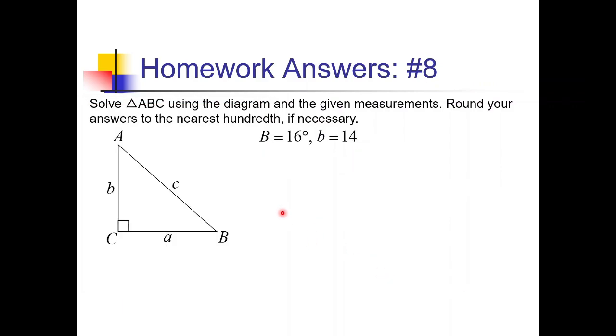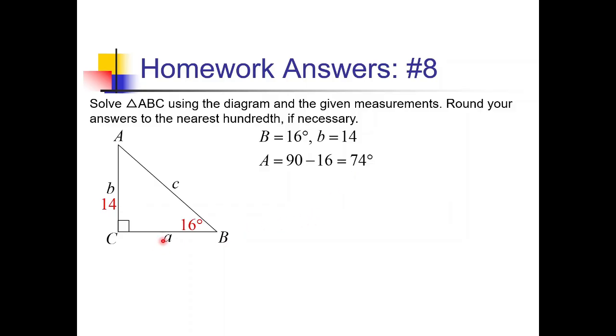On this problem, I'm trying to figure out all the sides and angles of this triangle, given that angle B is 16 and side B across from that is 14. Let me start by labeling the diagram. So here's angle B, 16, and side B over here, 14. Now I can immediately figure out the other angle because I know these two angles have to add up to 90 degrees since we've already used up 90 with the right angle. So angle A is 90 minus 16, so that's going to be 74 degrees.